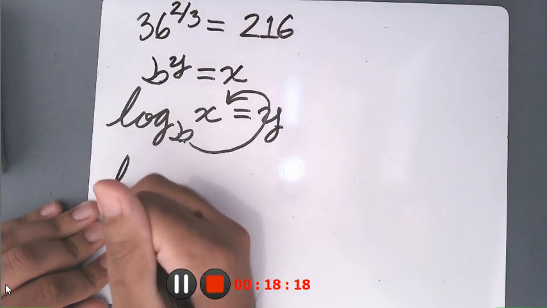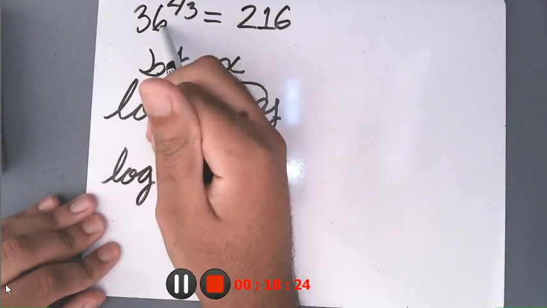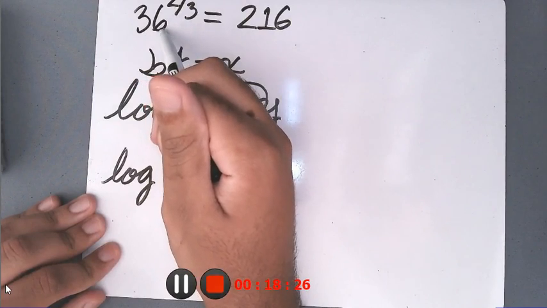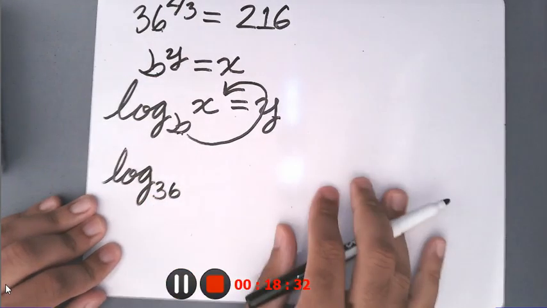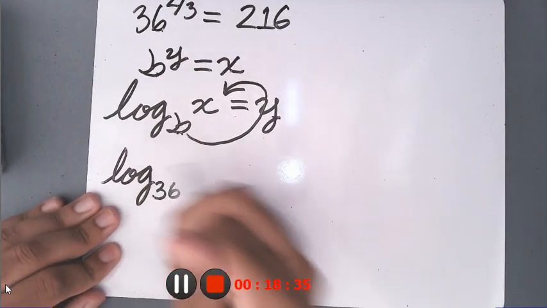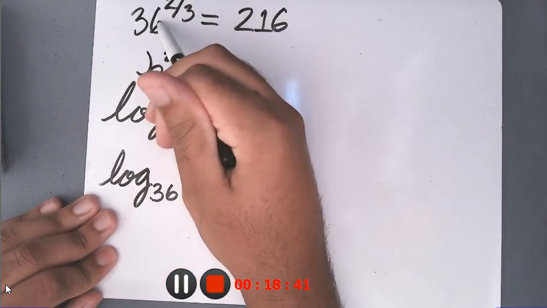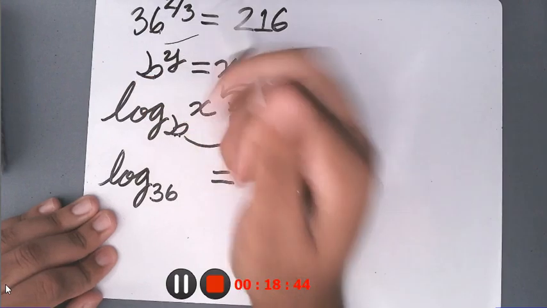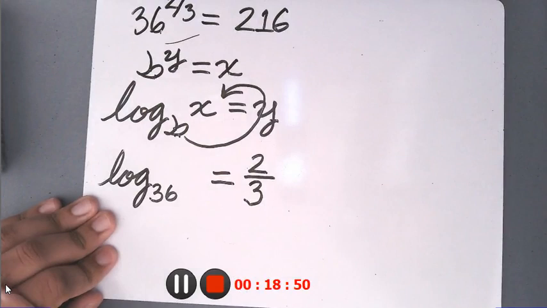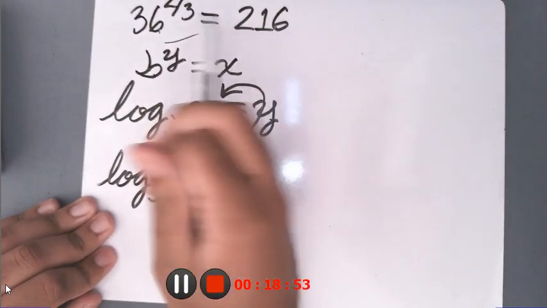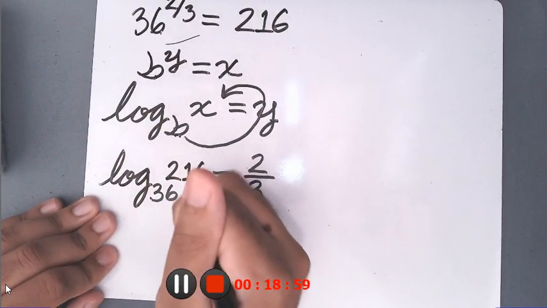So here I am going to change this into logarithm form. Since this is the base of my exponential, 36, now this is the base of my logarithm. And since my logarithm creates exponents, well, here 2/3 is the exponent of my exponential function. So my logarithm creates 2/3. And its argument is whatever this exponential equals. So here, that's 216.